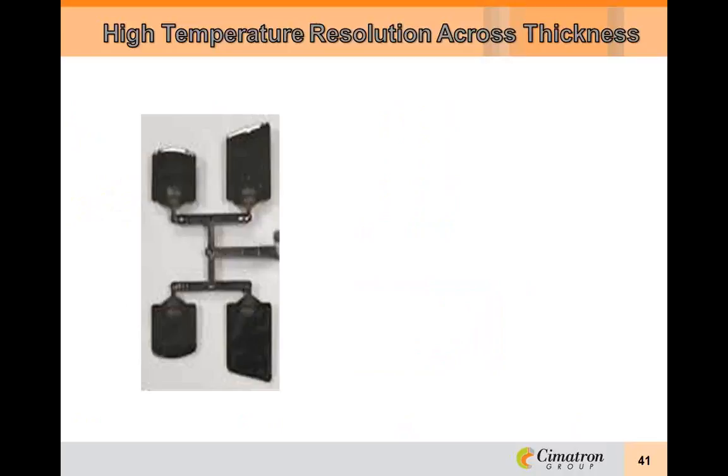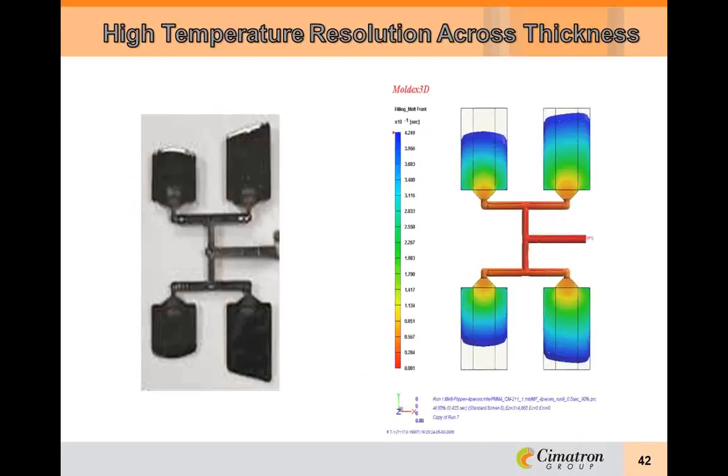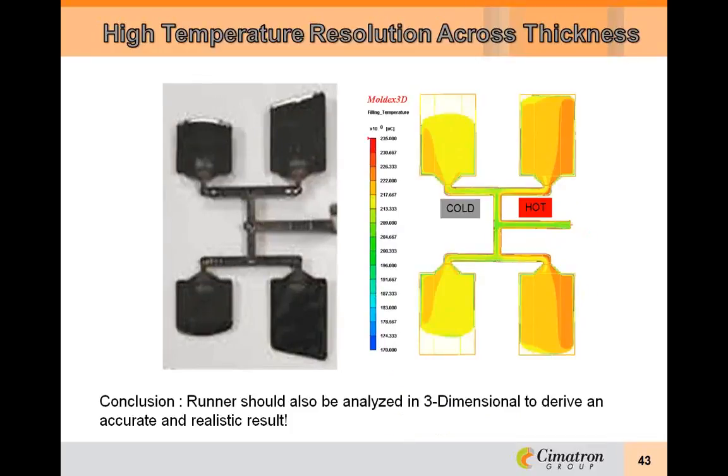The picture on the left is the left half of an actual shot of an 8-cavity mold. The simulation picture on the right predicted it due to temperature influence from the runner. And you can see where it says cold and hot, that temperature difference causes the inner cavities to fill faster. So the conclusion here is that the runner should also be analyzed in 3D to derive an accurate and realistic result.